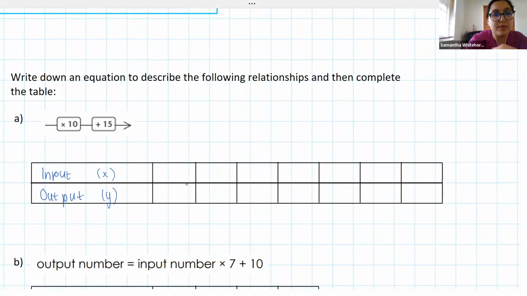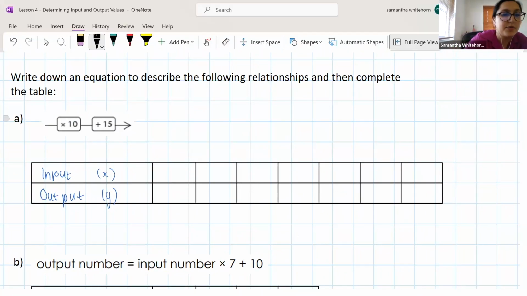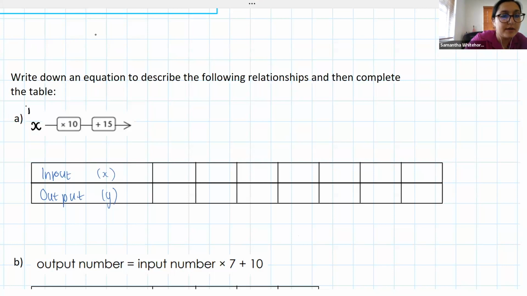So what we need to remember is that we have an input value, and remember, input is represented by X, and we have an output value represented by Y. We know that this input value must be multiplied by 10 and then have 15 added to it. So because we know what the rule is here, we can already write down a rule.